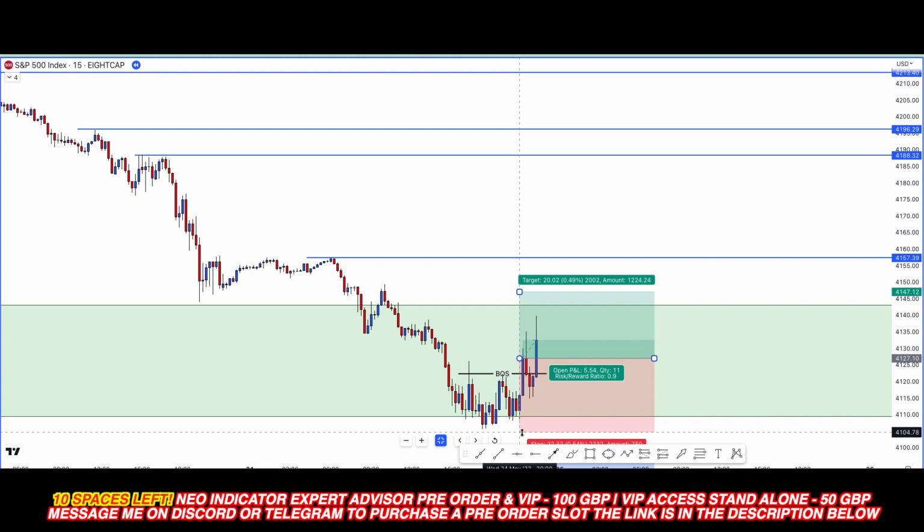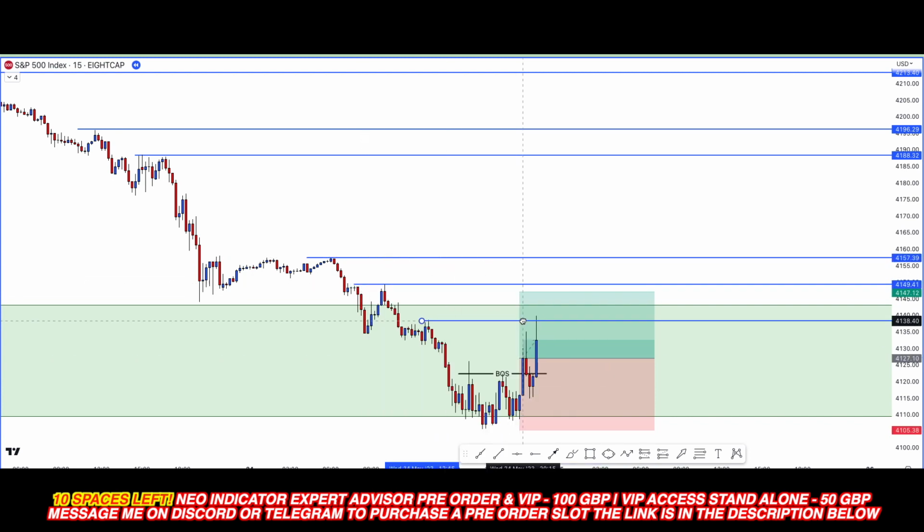Our stop loss would be below here. And now we have some new take profit levels as well. We have a level here, and we also have a level here as well. So let's just see what happens.